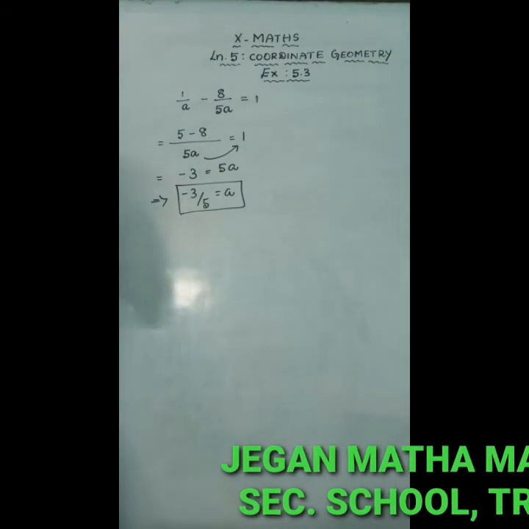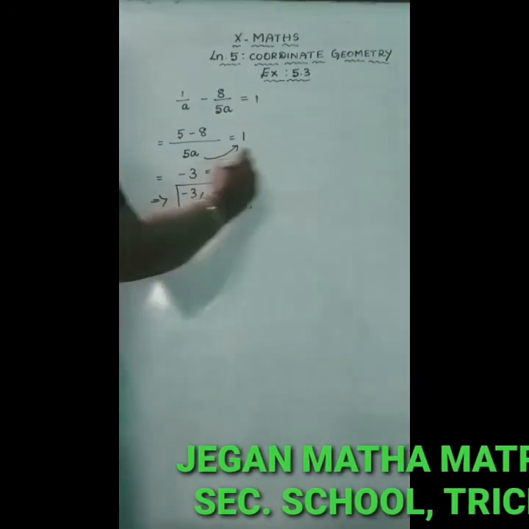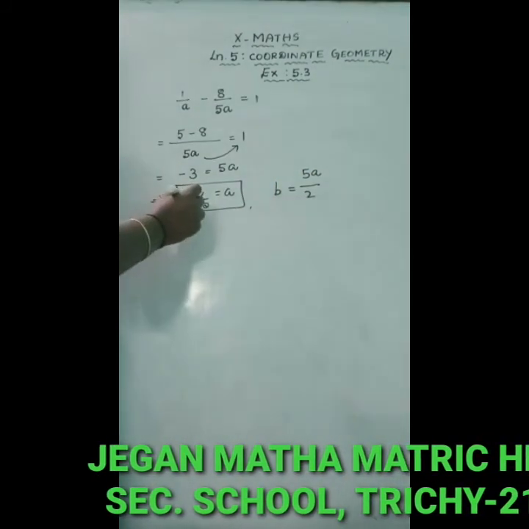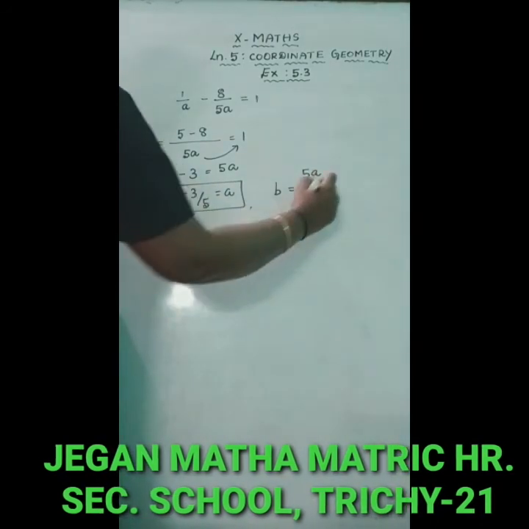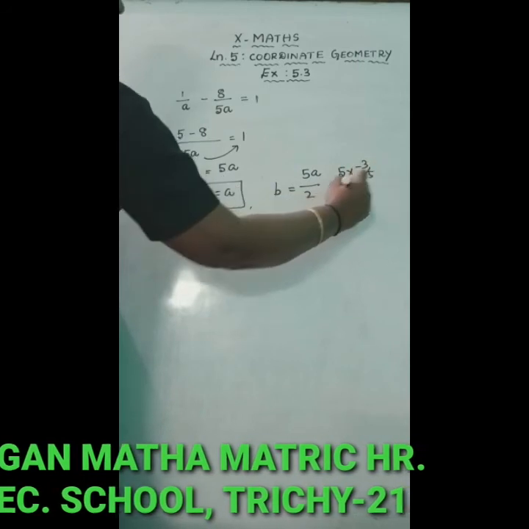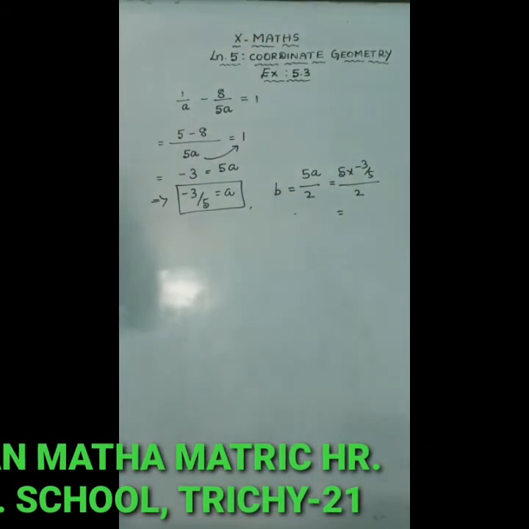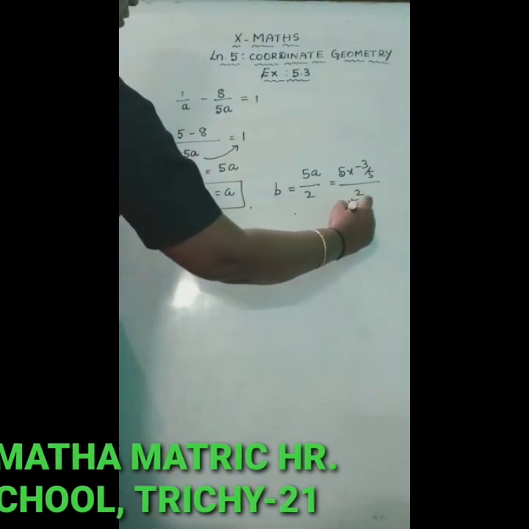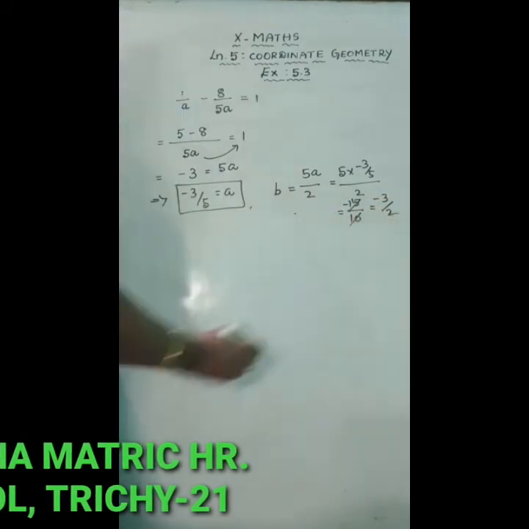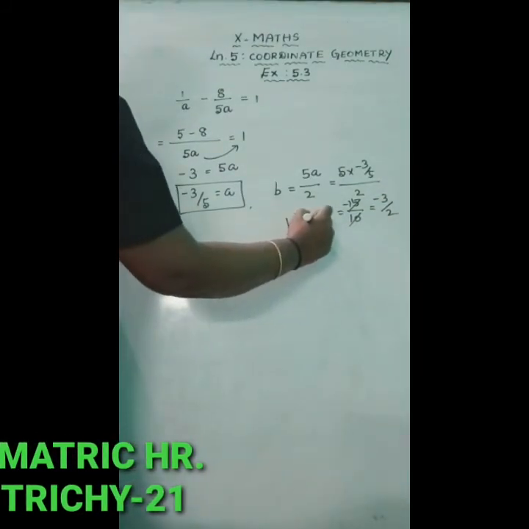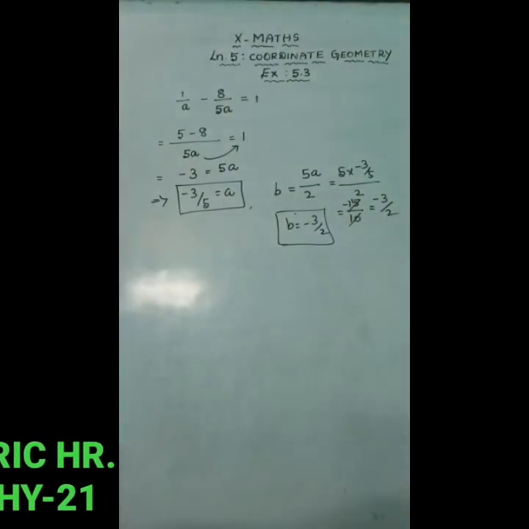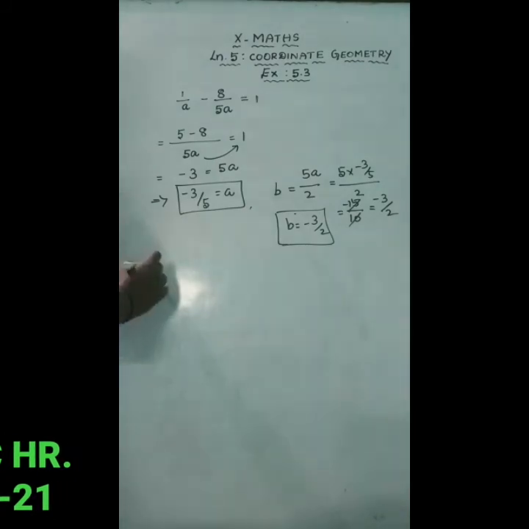Next we find the value of b. Here b is equal to 5a divided by 2. So minus 3 divided by 5 is substituted here. We have 5 into minus 3 divided by 5, divided by 2. So 5 times 3 is minus 15 divided by 5 times 2 is 10. So simplifying by the fifth table, minus 3 divided by 2. So b is equal to minus 3 divided by 2. So the value of a is equal to minus 3 by 5, then the value of b is equal to minus 3 divided by 2.